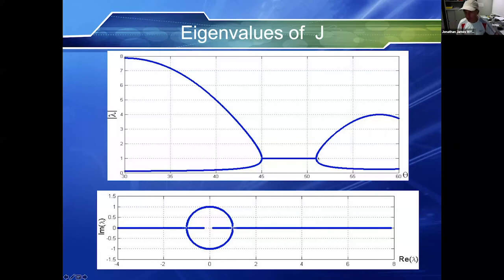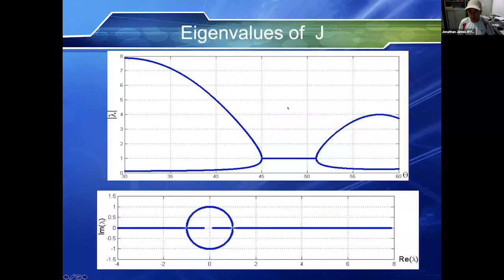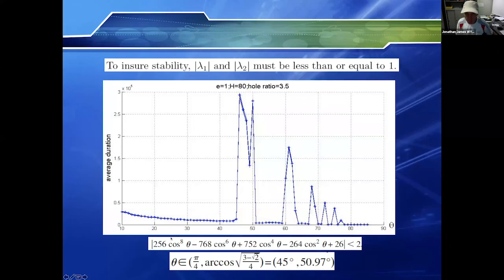If you're bigger than about 51 degrees, you will also get an unstable orbit. But in between, if you look in the complex plane, this will be a pair of complex eigenvalues which are on the unit circle. So this will be neutrally stable. So that's what we have. And so to ensure stability of the orbit, we need lambda one and lambda two to be less than or equal to one. And the only way we can do that is by having the eigenvalues of this matrix equal to one. And it turns out you can solve that for the simplest orbit.